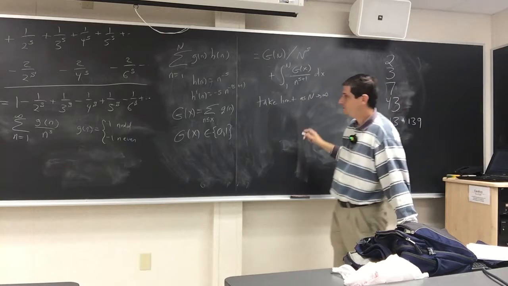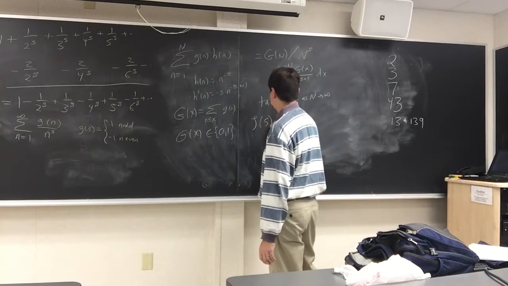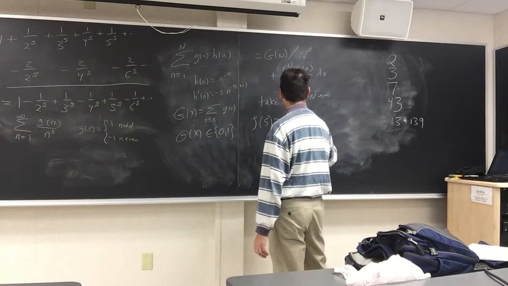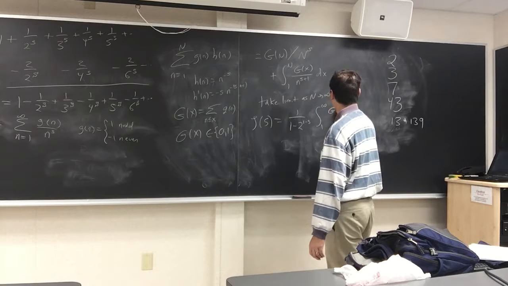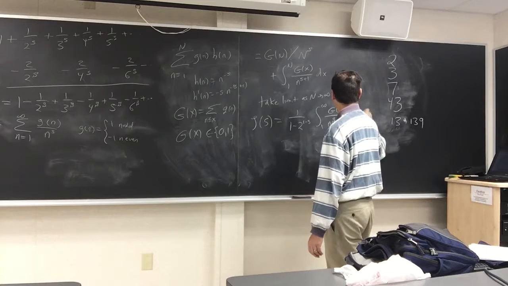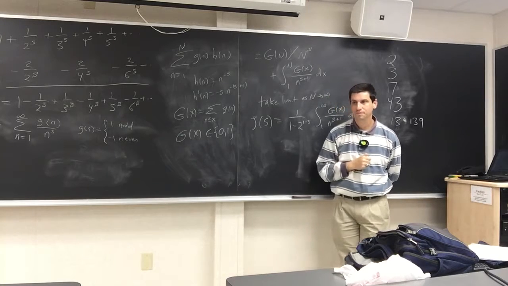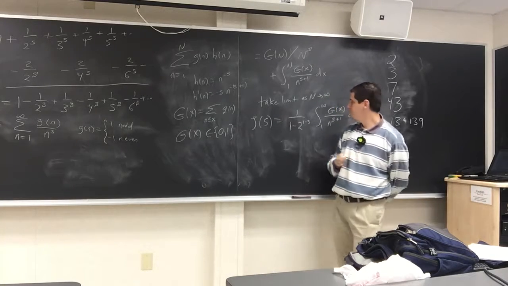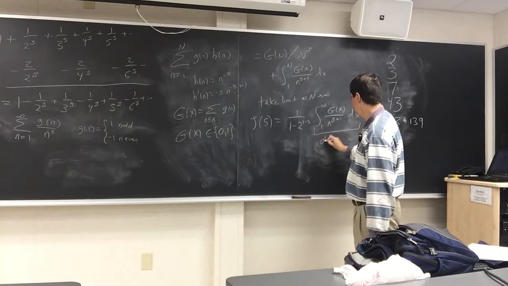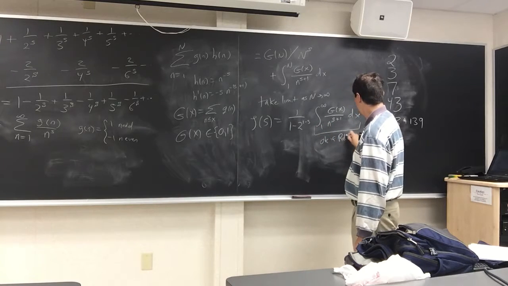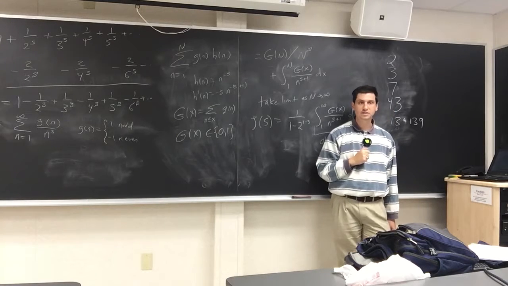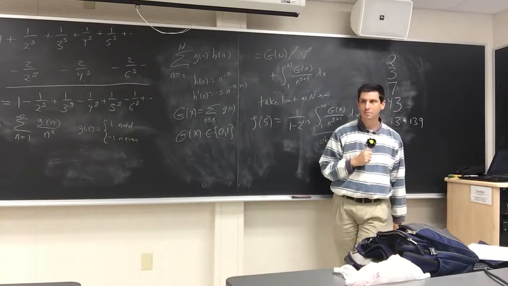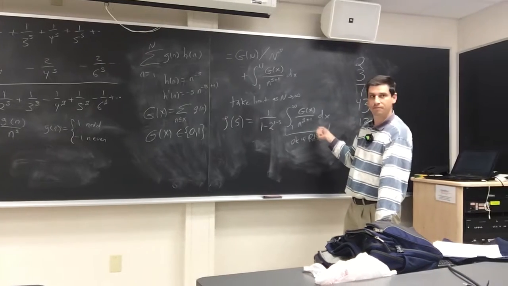We have enough decay. And so we get zeta of s is equal to 1 over 1 minus 2 to the 1 minus s, times the integral from 1 to infinity of g of x over x to the s plus 1 dx. This integral here is okay if the real part of s is greater than 0. So later we will get a better analytic continuation of the Riemann zeta function. But for now, this is a pretty good one.